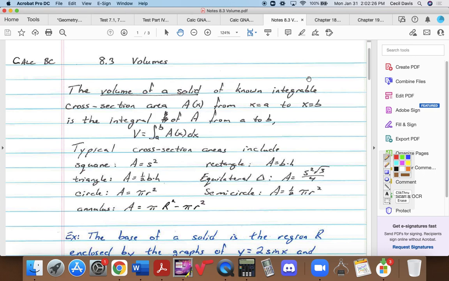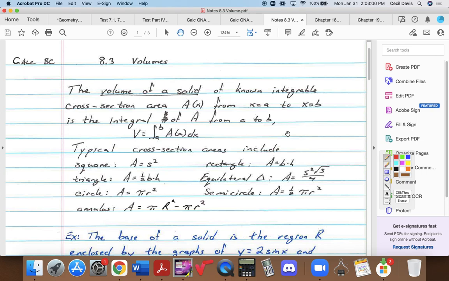Okay. So the basic idea is this. If you know the cross-sectional area in terms of x, A(x), from x equals a to x equals b, then the integral of that area gives you the volume. Ta-da! That's the whole idea. Oh, I don't get it. I need some Play-Doh. So basically what you have to be able to do is come up with a formula for the area of every cross-section.